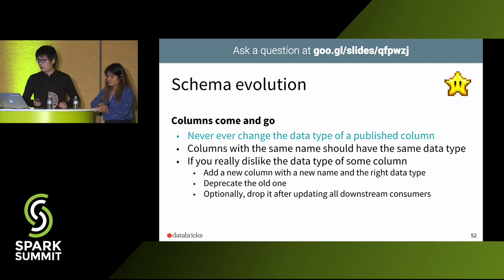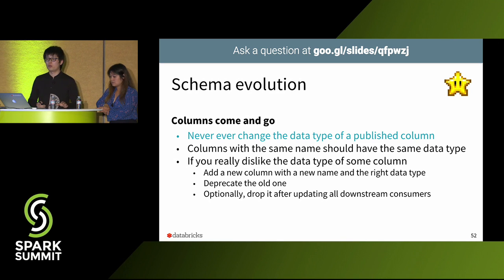Okay. The second tip is schema evolution. Columns come and go, but never change the data type of a published column. This is because if you do that, you may have two files with columns of the same name but different data types, and file formats like ORC and Parquet may fail to merge the schema and consider this dataset as corrupted.